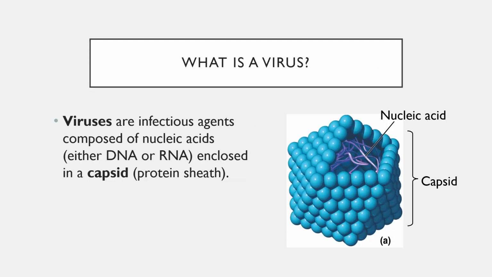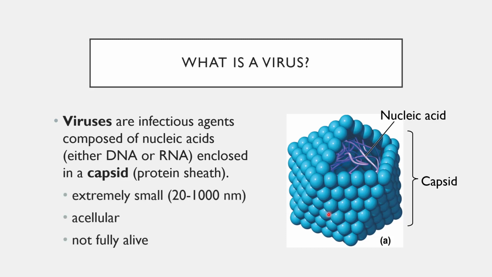So what is a virus? A virus is an infectious agent that, as we said, is not composed of cells, but rather of a nucleic acid, which can either be DNA or RNA enclosed in a capsid, which is a protein sheath that protects the nucleic acid. And you can see a basic depiction of a virus here on the right hand side. So you've got nucleic acid shown as the purple ribbon, and we have a protein capsid shown in blue surrounding it.